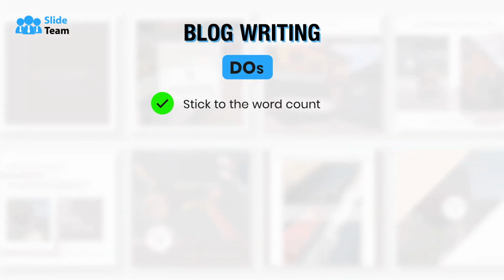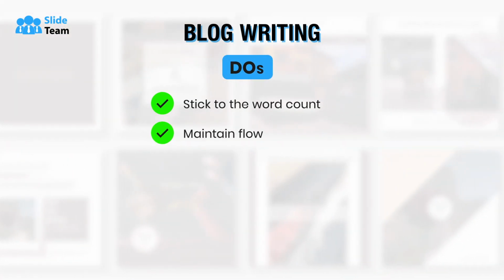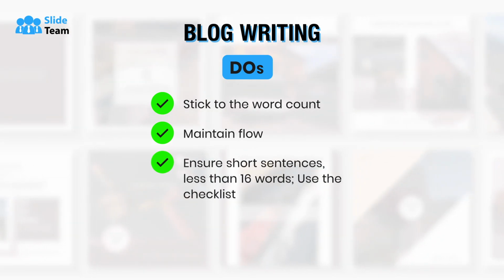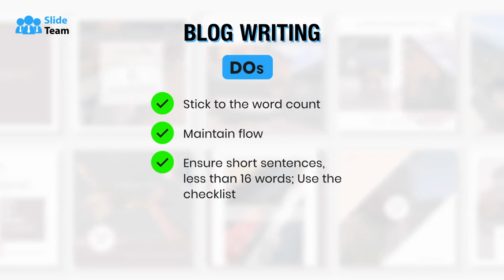Now friends, you are almost at the end of all the videos that you will see, but 3 do's and 3 don'ts need repetition. So the first do is, stick to the word count, maintain flow, ensure short sentences, less than 16 words, use the checklist.